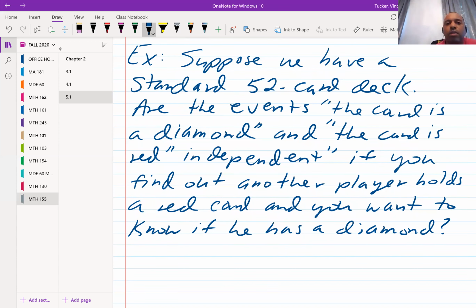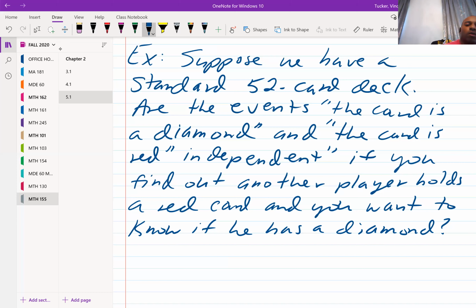All right, so suppose we have a standard 52 card deck. Are the events the card is a diamond and the card is red independent, if you find out another player holds a red card and you want to know if he has a diamond? So this goes back to our standard 52 card deck. We talked about the details on that, how many face cards, 13 cards in each suit, and all the stuff like that.